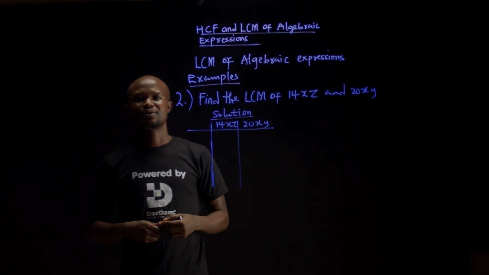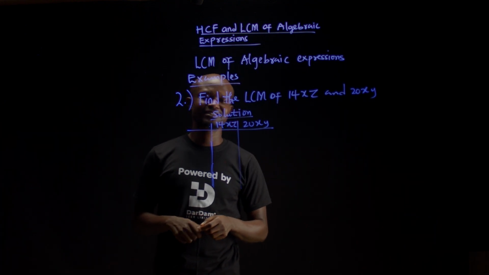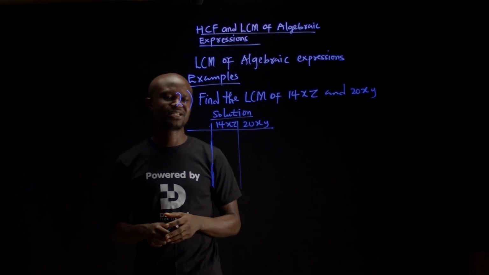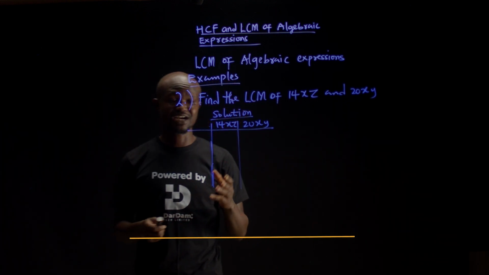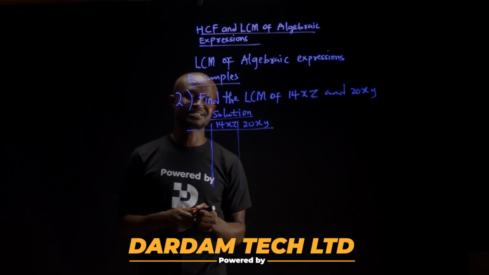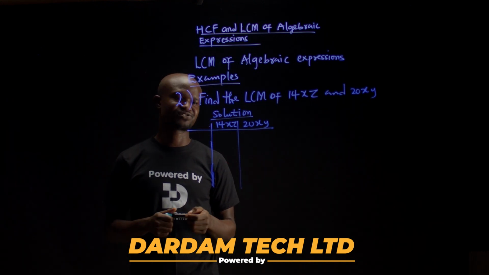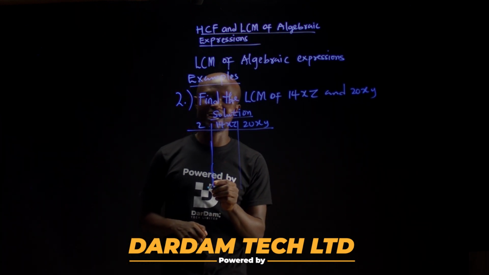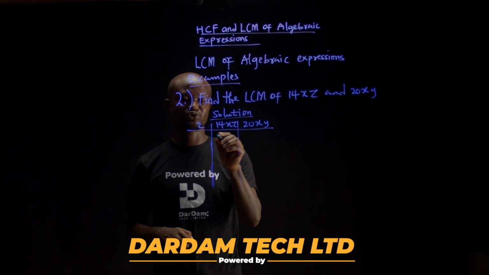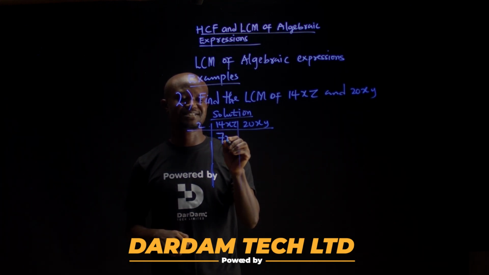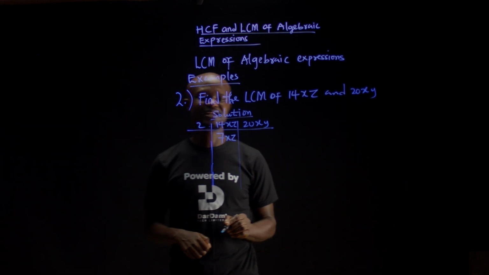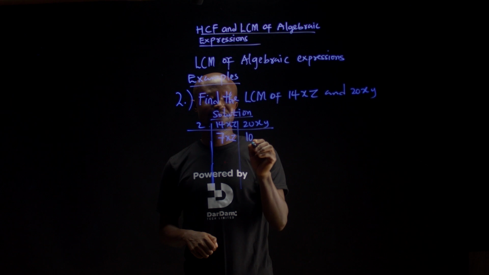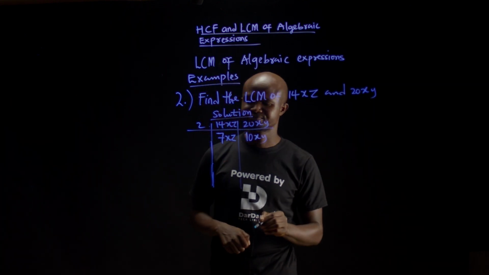Now, looking at 14 and 20, what number can we divide both by? Or what can you see there first? We can start from 1, but we are not interested in 1. Let's use 2. 14 divided by 2, we have 7. So we have here 7xz. Now, 20 divided by 2, what do we have? 10. So we have 10xy here.